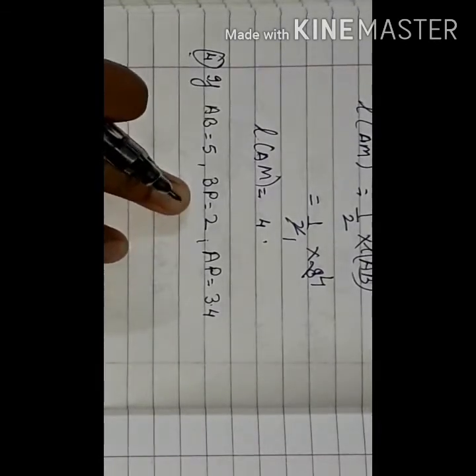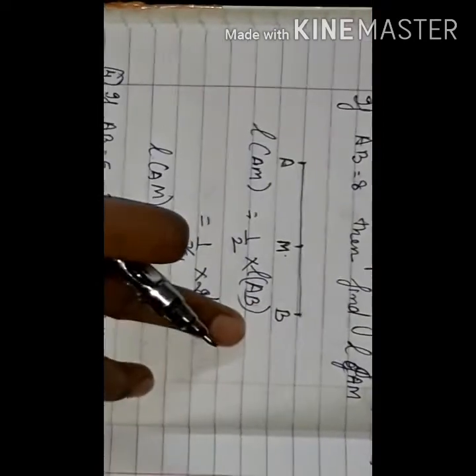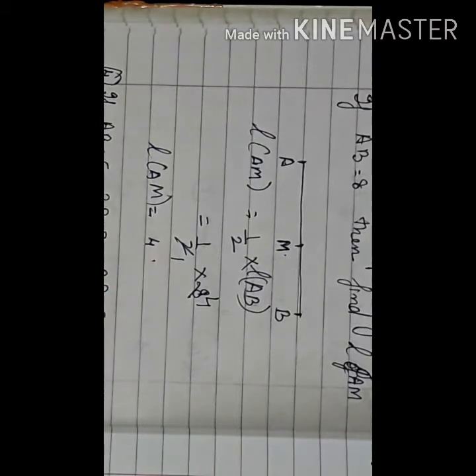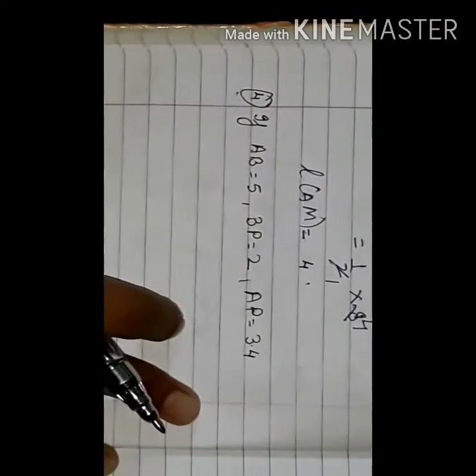Third sum is also done in the same way as we did the second sum. So I am not solving it because it's almost the same, only the numbers are changing. I am not taking the third sum. You have to do it on your own. I'll be moving towards the fourth question.